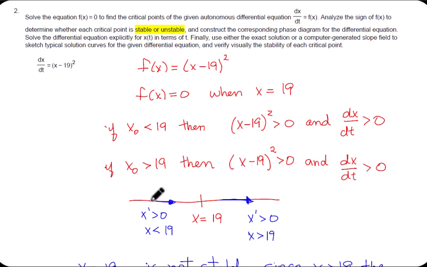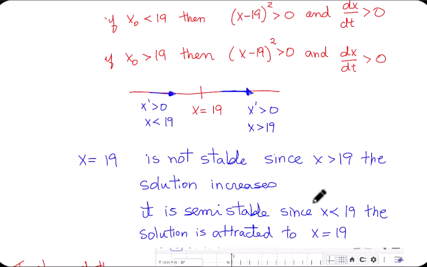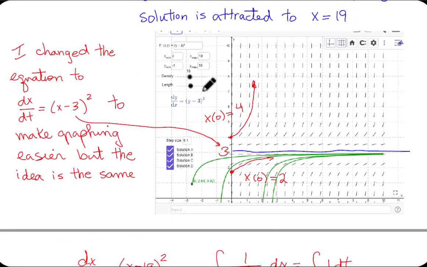So one side is growing and going to stop at 19, and the other side is going to be growing forever. So 19 is not stable, and so the solution will increase. It is semi-stable because on this side it does have some stability in that it is increasing and will stop at 19.